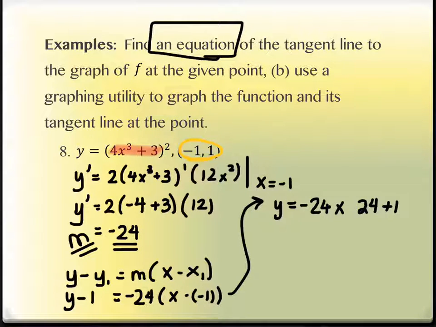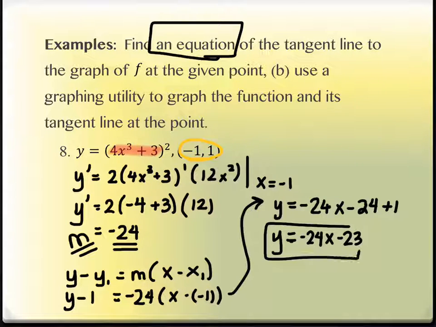Yes, it should. Thank you. This should be negative 24. Thank you. I have 3 negatives, so I've got another negative. So we end up with y equals negative 24x minus 23. That's the equation of my tangent line.